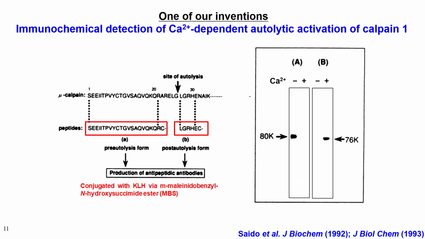Here is an example, that is calcium-dependent autolysis of calpain-1. Peptide A is used to generate an antibody to the pre-autolysis form, and peptide B to the post-autolysis form. Here is Western blot data showing that these antibodies selectively recognize the corresponding calpain forms.